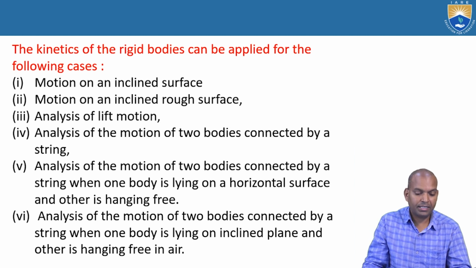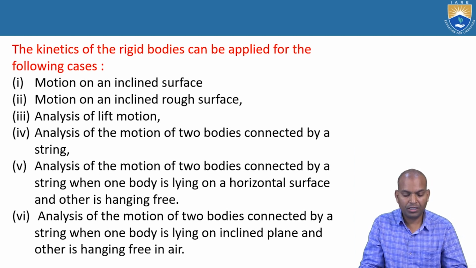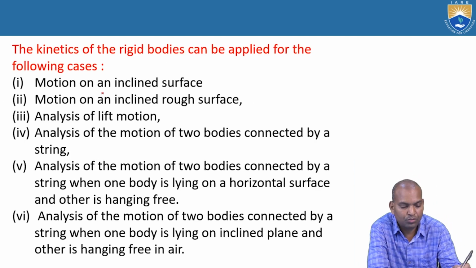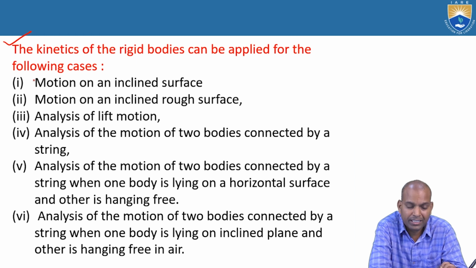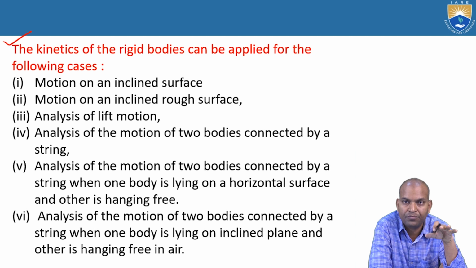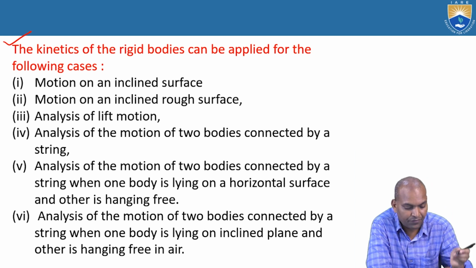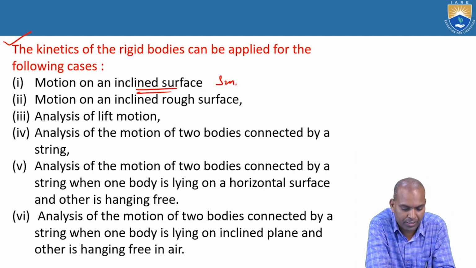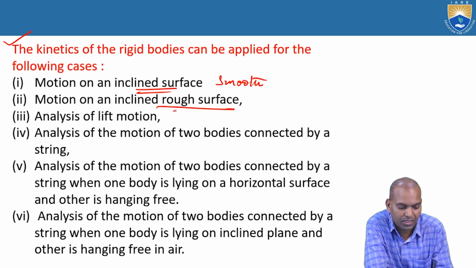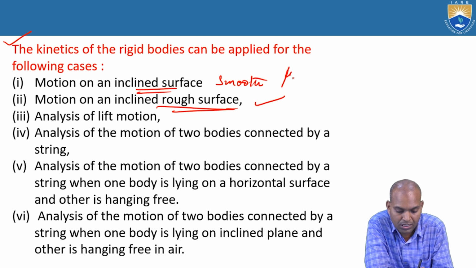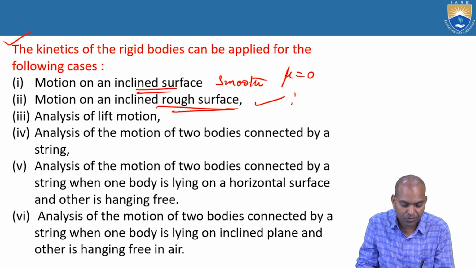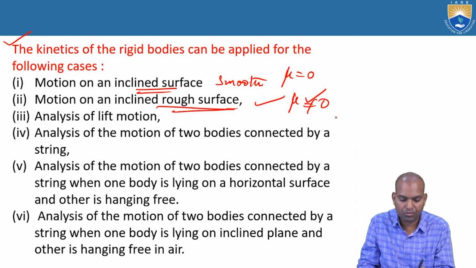Now, the kinetics of rigid bodies is very important here, and we are going to apply it. What are the cases to which we can apply the kinetics of rigid bodies? One is the motion on an inclined surface, where the surface is a smooth surface. Another is the motion on an inclined rough surface. In the case of a smooth surface, the coefficient of friction equal to 0 is not considered, whereas for a rough surface, mu is present and is not equal to 0.